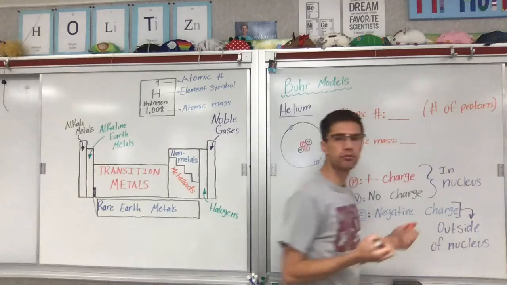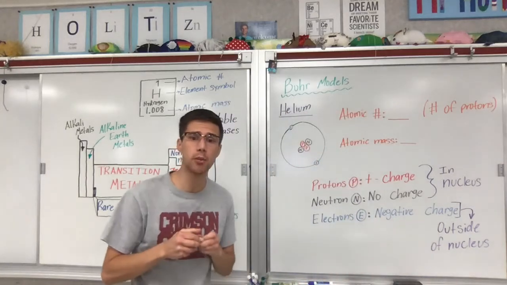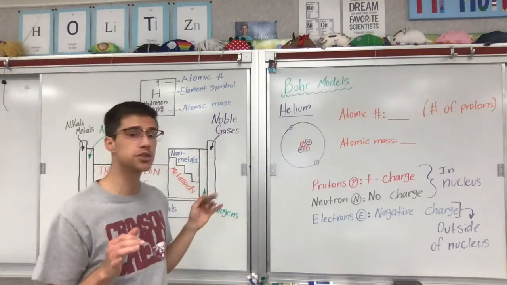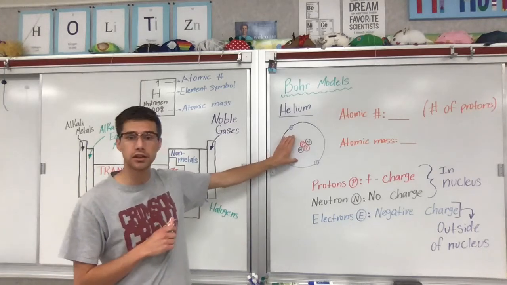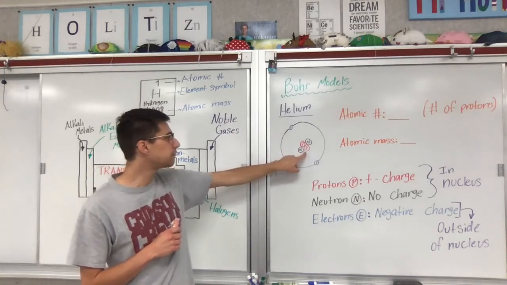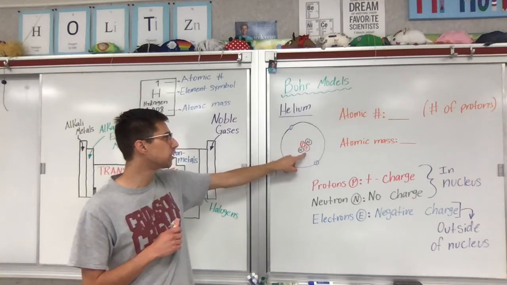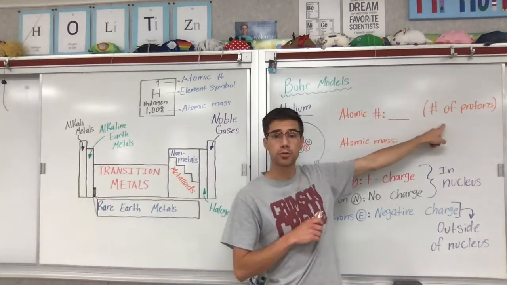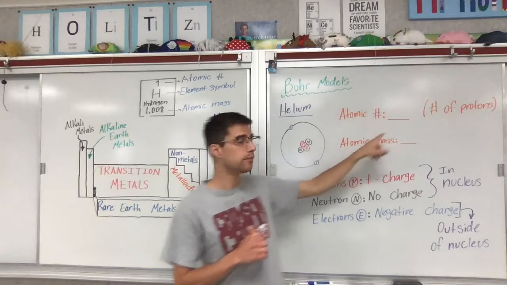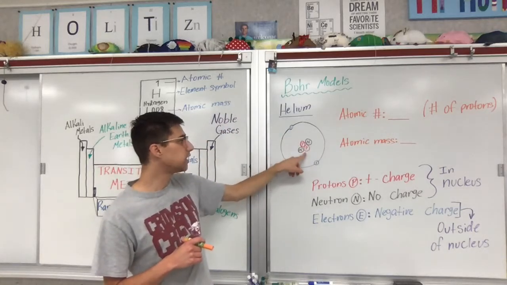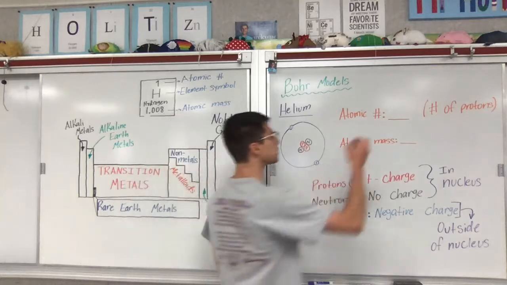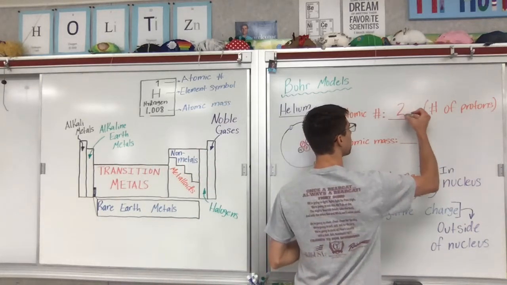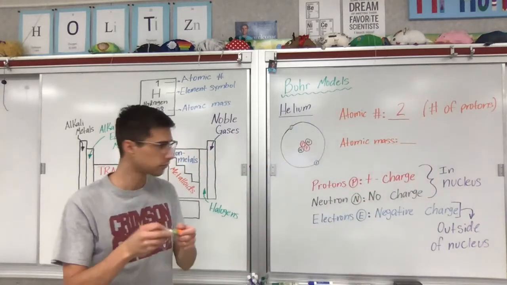Now, why is it the number of protons? Well, protons determine the identity of that atom. All right. So here I have helium. If you look really close, you'll find that I have 2 protons here in the center. So if our number of protons is the atomic number, in this case, since we're talking about helium, the atomic number would be 2, because there's only 2 protons in the nucleus. So here, our atomic number is 2.